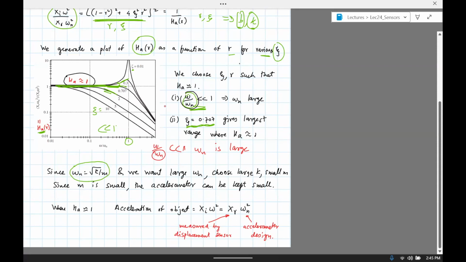But what is omega n? It's the square root of k divided by m. So if you want a large omega n, you want to choose a large k and small m. So choose k relatively large for m. Because m is small, the accelerometer can be kept small. It can be very small, it can fit in your phone.